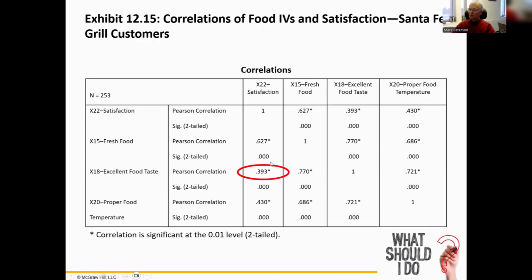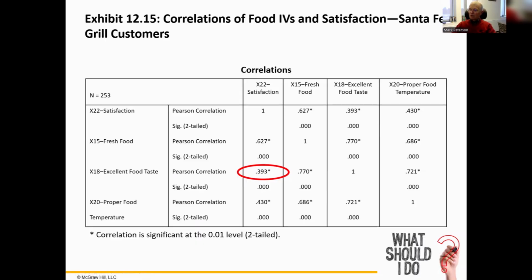So here we can see that when we check this in a binary correlation of Ch12 with X18, excellent food taste, that alone, that relationship is positive 0.393. And so this is the way to check on multicollinearity. So what should you do?